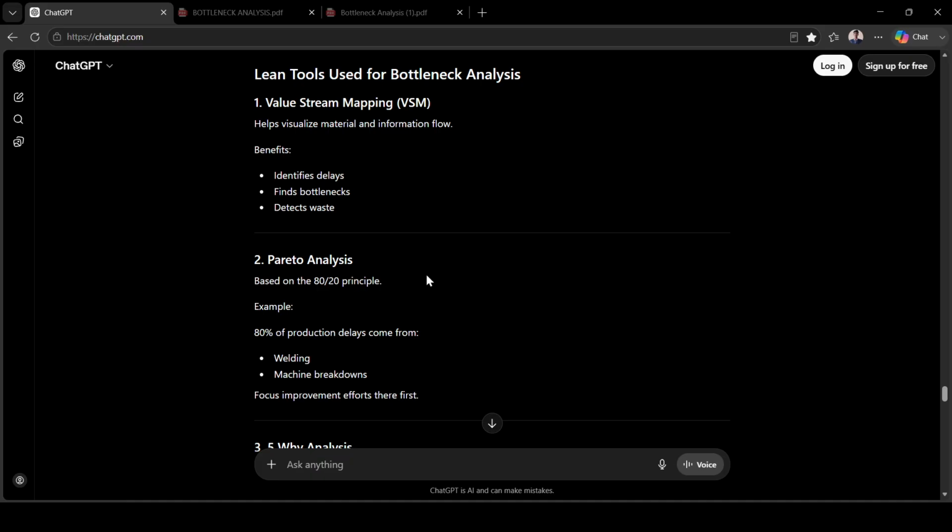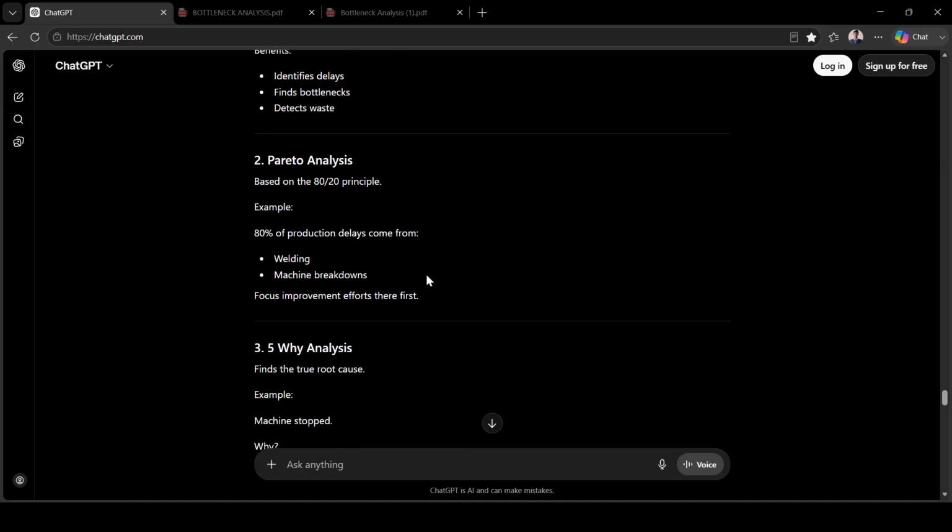First one is value stream mapping (VSM), which helps visualize material and information flow. Benefits: identifies delay, finds bottlenecks, detects waste. Second one is Pareto analysis, based on the 80/20 principle. Example: 80% of the production delay comes from welding and machine breakdown, so focus improvement effort there.